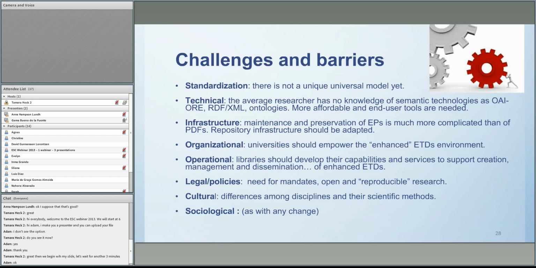We need policies too. We need mandates. Okay, we have the science law here in Spain that makes it compulsory to deposit the thesis, the dissertation. So it's an open one, but open means also that it could be reused and reproduced, and we are not achieving that. Also, of course, I have mentioned the cultural problem. There are many differences among disciplines, so there are models for biological sciences with experiments and workflows and so on, and maybe for us that is not working. And many others, of course, sociological: our barrier as humans, we are always reluctant to change. So these are some ideas that I have come up with.